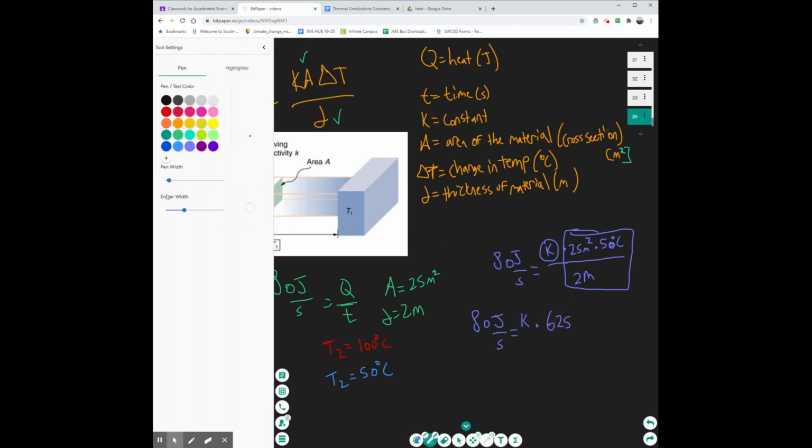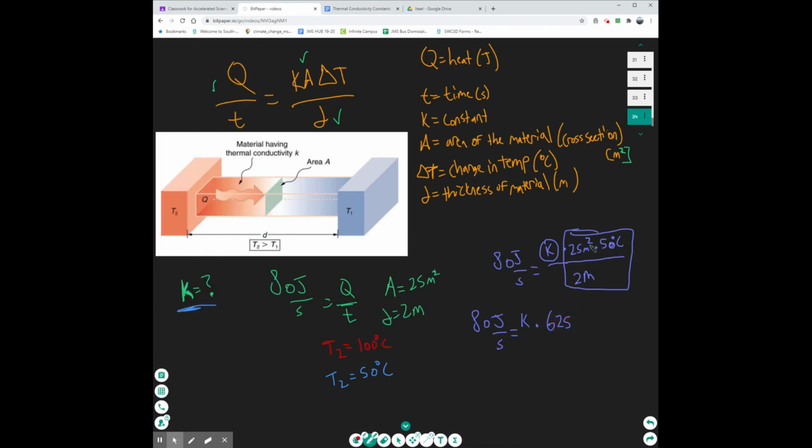And what did we do when we had this going on here? We were taking meters divided by meters. So we have meters times degrees Celsius. Again, the units aren't really going to matter, you guys. I'm not going to care a lot about units on this one. I just want you to try and get the right math, so we can come up with the right values. So what we know right now is that 625 meter degrees Celsius times K equals 80 watts, 80 joules per second. So let's solve for K.